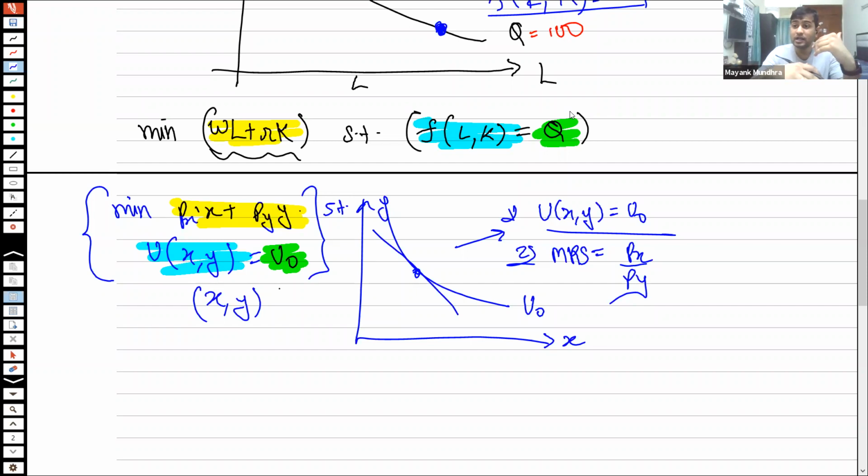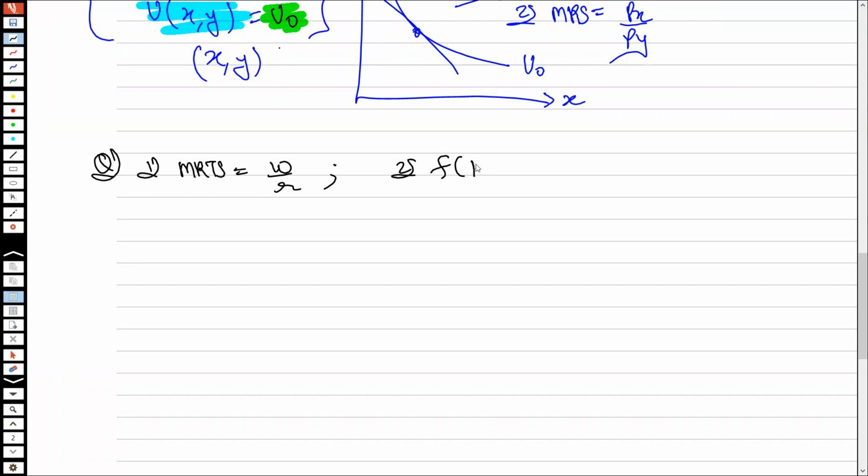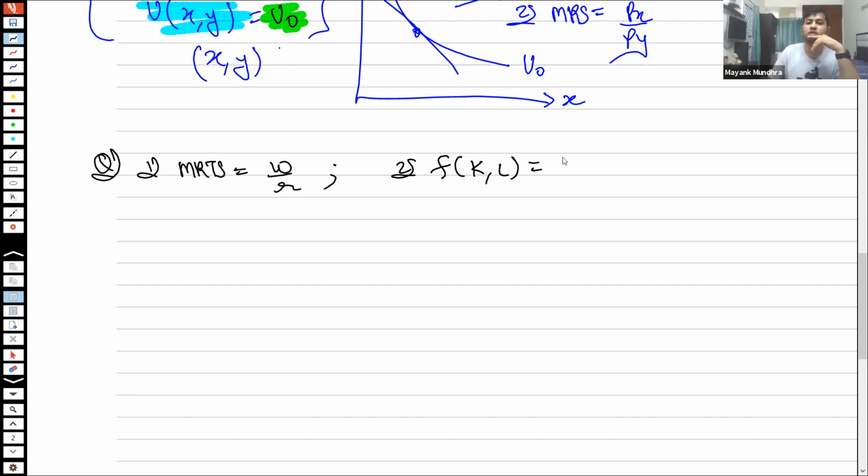So now that we have already dealt with the expenditure function, we don't need to spend so much time with cost functions. So let us quickly do an example to see how to derive cost functions. But remember, in order to solve for the cost function, there are going to be two equations. MRTS equals W by R, and the second equation is going to be your production level at K comma L should be equal to your required quantity level Q.